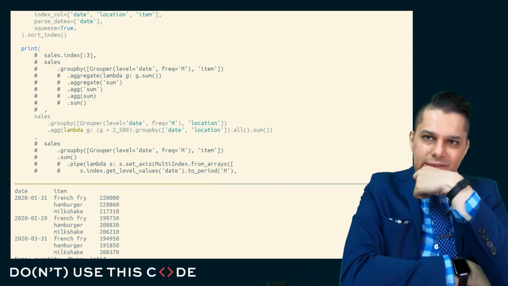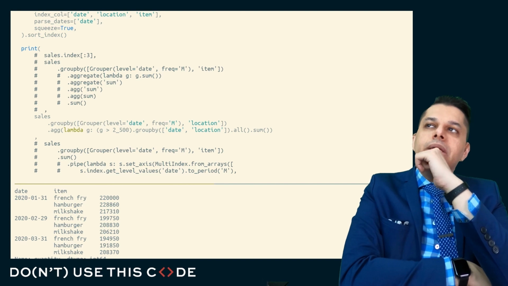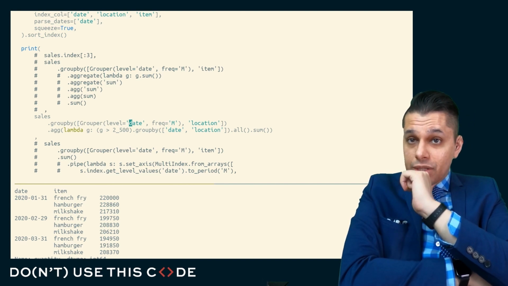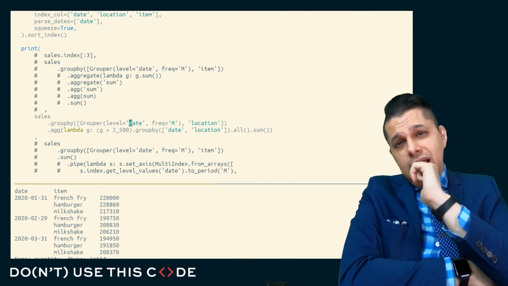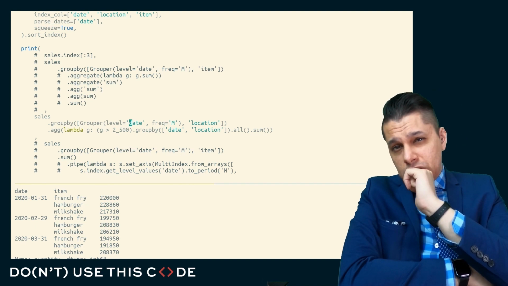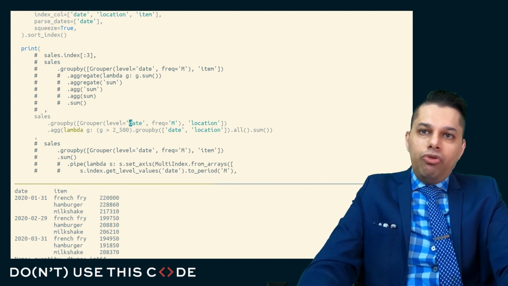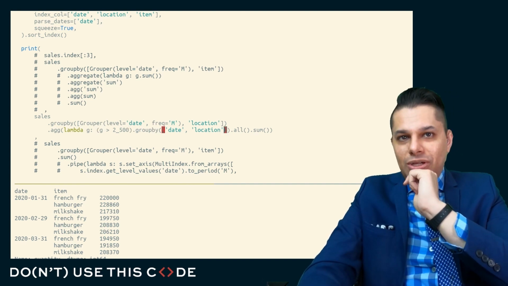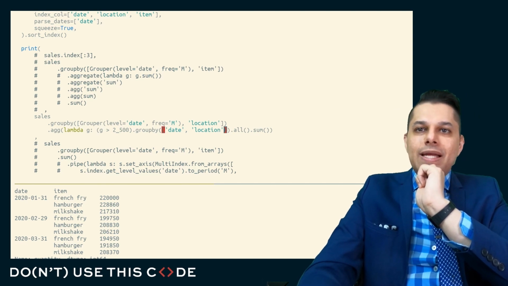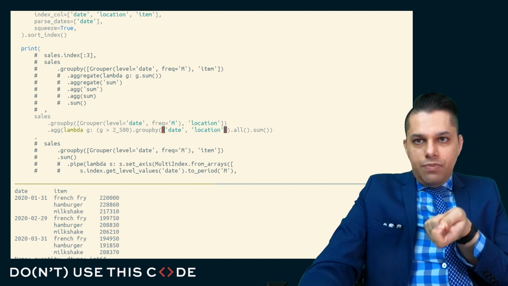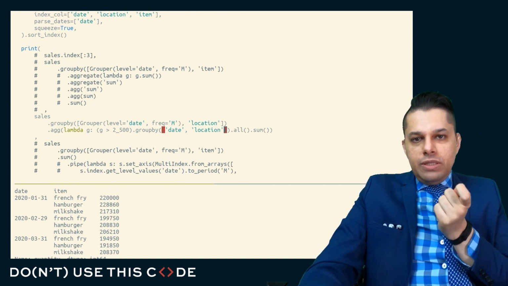Well, if I'm grouping by date and location, then the result is going to be each item. So this is each item over 2,500. So this means, did I sell more than 2,500 of each item on that particular day? If I group it by the day and the location, and I get all of them, and then I sum that up, okay. This says how many days within the month did I have a good sales day?